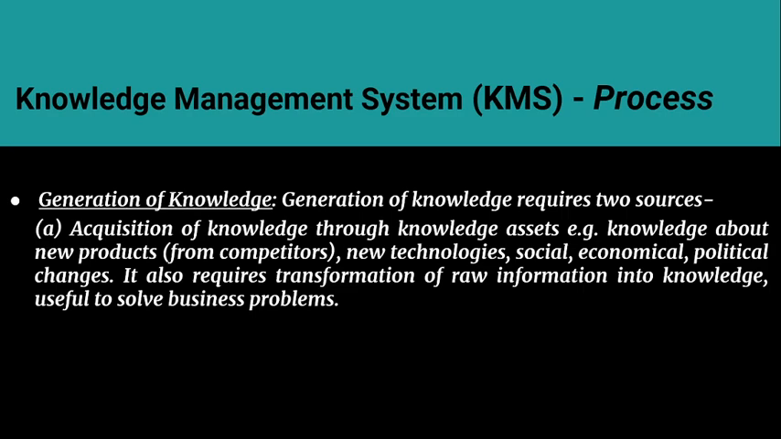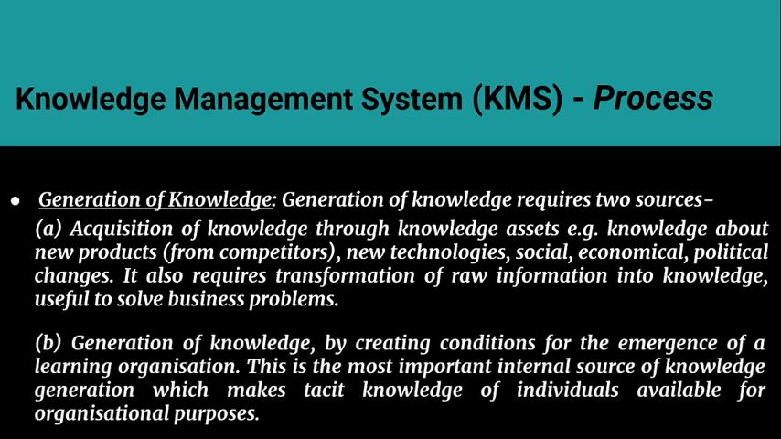Now in this third process, part B is generation of the knowledge by creating conditions for the emergence of a learning organization. Right? Here this is the most important internal source of knowledge generation, which makes tacit knowledge, that is implicit knowledge of individuals, available for organizational purposes. Right? So this is the third step or process.